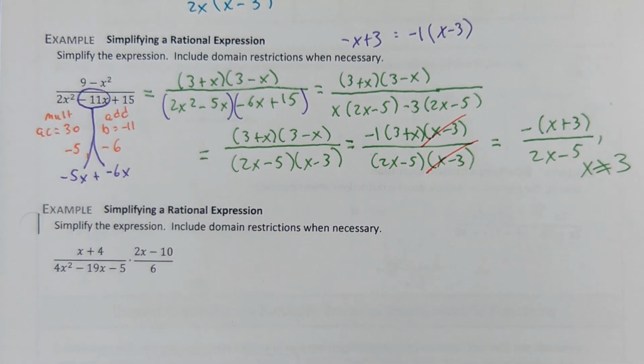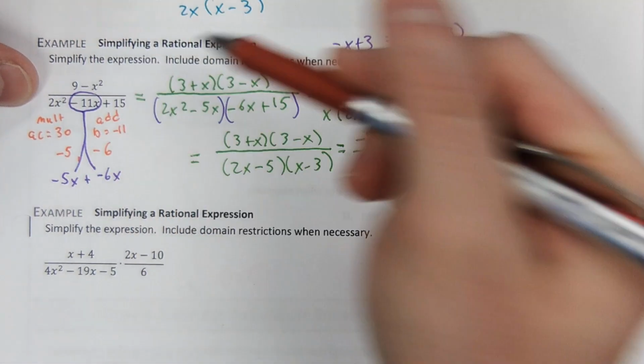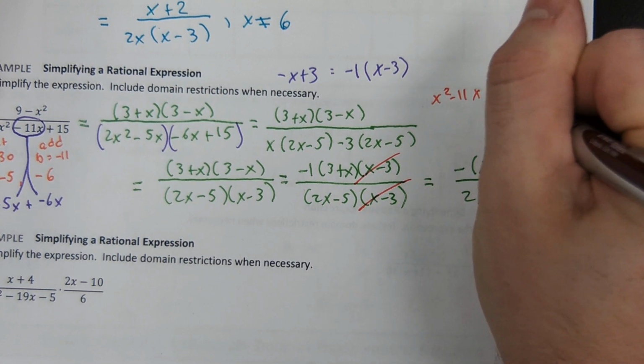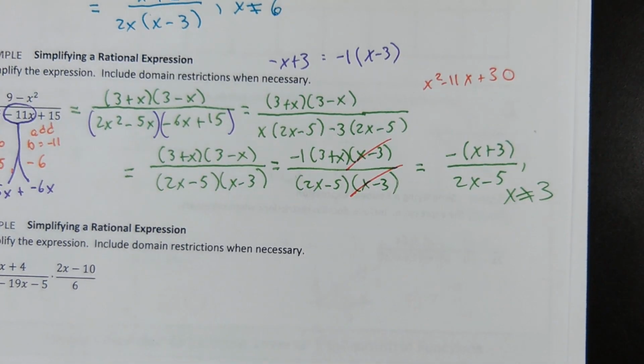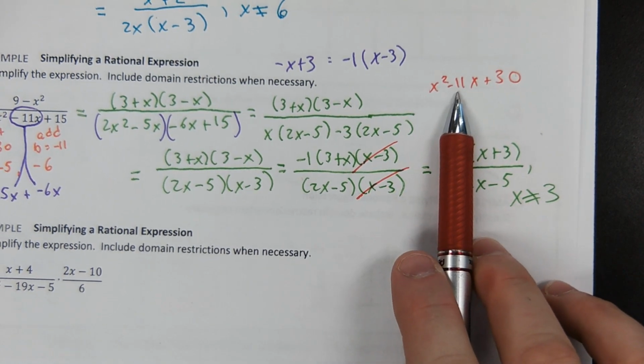Essentially what we're doing is we're pretending that bottom thing didn't say this. We're pretending, take the 2 and multiply it to the 15. We're pretending it said this. Of course, it doesn't say that. But the two numbers that multiply to 30 that add to negative 11 are negative 5 and negative 6.